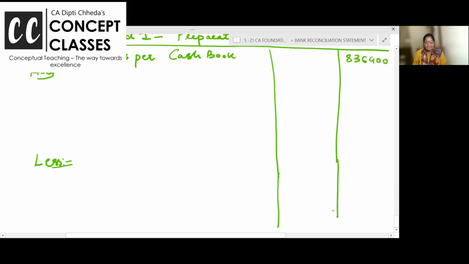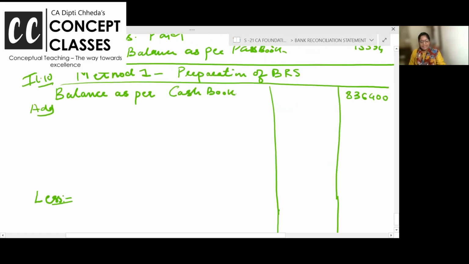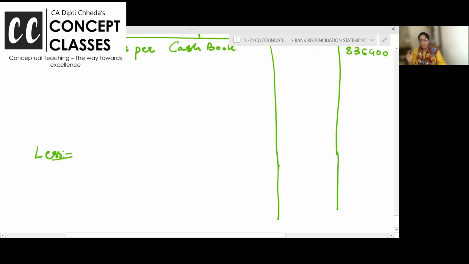All right, let us start and read. Just solve it as a normal problem first. And this same problem I will do with the second method, so you will get the difference also. Okay? Cash book of Mr. Bijan shows a debit balance of 836,400. On scrutiny, it was found that this was the balance as on 31st of December.